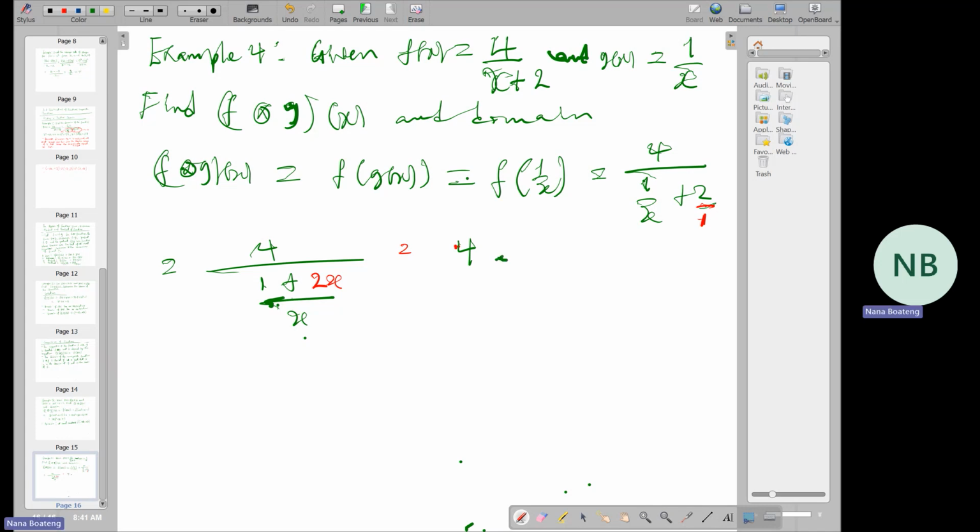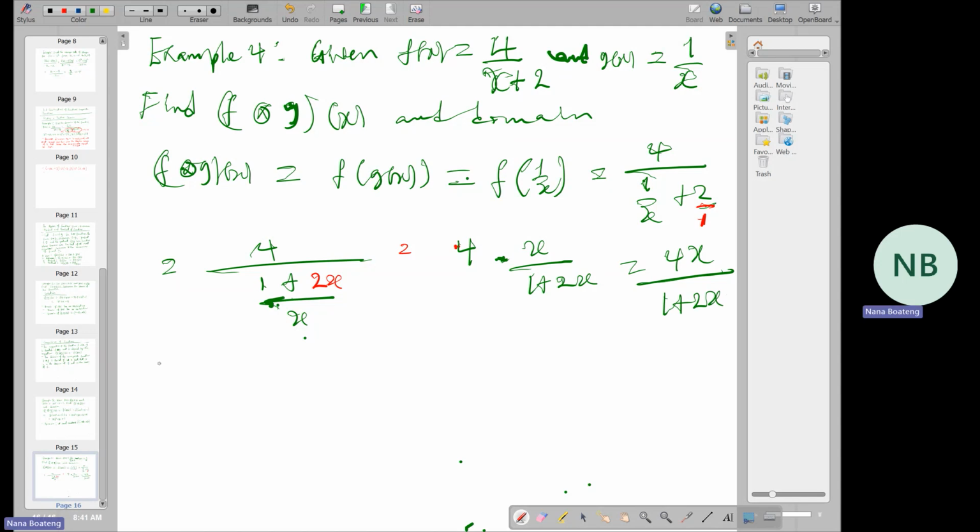And if we change the division here to multiplication, we reverse the order of the fraction of the denominator. So this becomes 4 times x divided by 1 plus 2x. And so this gives us 4x divided by 1 plus 2x. So this is f of g of x.